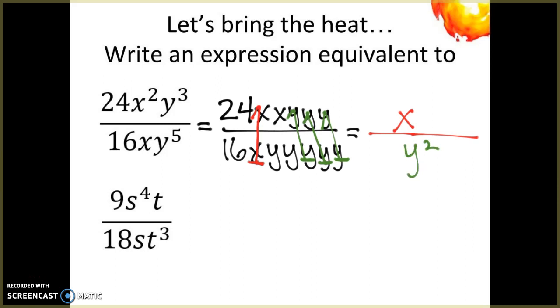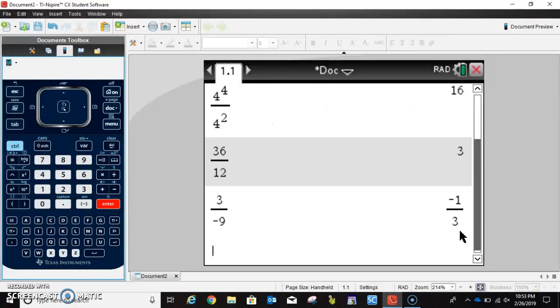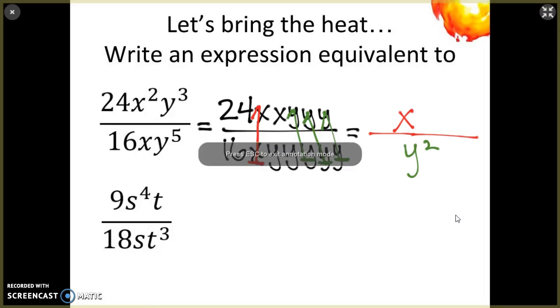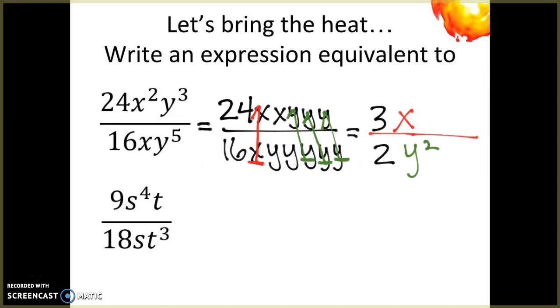Now, I'm not finished yet because I want to take care of the 24 and I want to take care of the 16. So this can be reduced. It can be simplified. If you're not sure how to reduce that, well, go to your calculator and I can do 24 divided by 16, and it's 3 divided by 2. So in my answer, I'm going to have 3 halves. And this will be the value that is equivalent to this one.